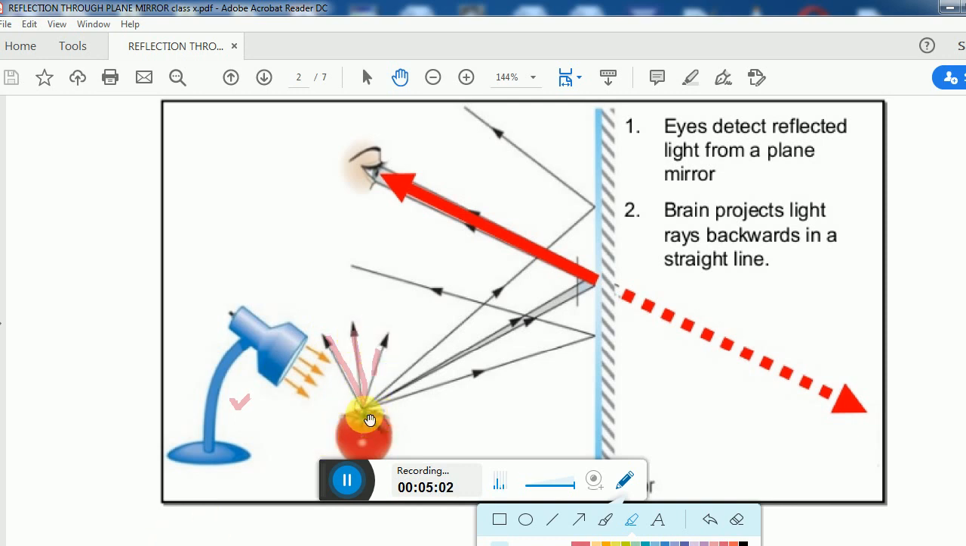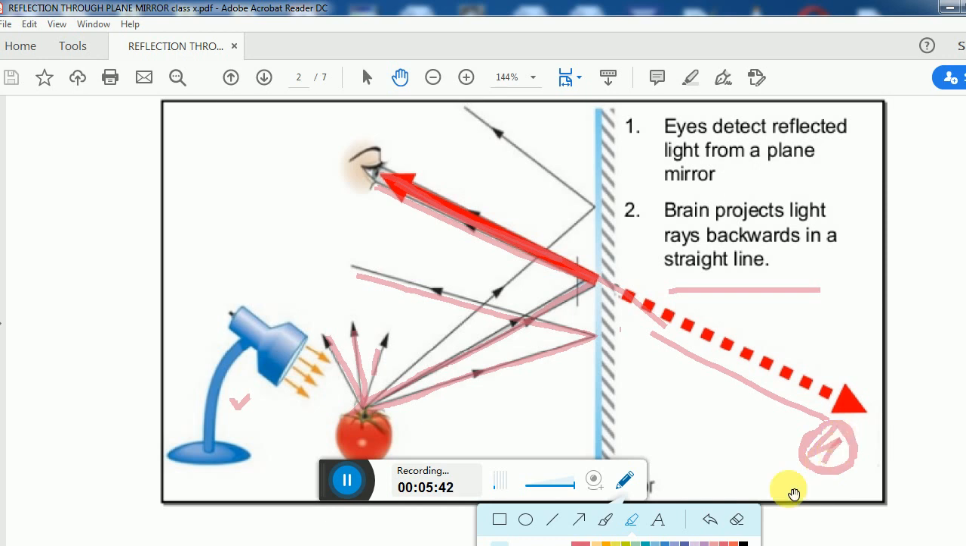So now two rays from this fruit are coming out here, and after reflecting it is going in this direction, and some rays from this fruit are going in this direction, and after reflecting from the mirror they go to our eyes. And then what we see, we'll see in the straight direction. The brain always sees in the straight direction. It is written here, the brain projects the light rays backwards in a straight line. So the brain always wants to see in the straight direction. Then we'll see this tomato here in this particular position.